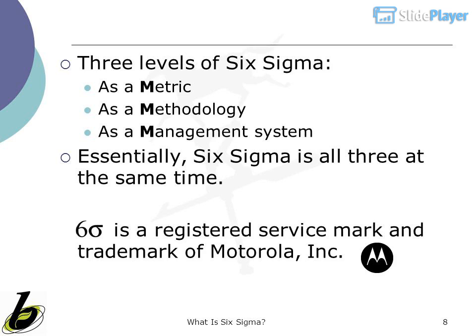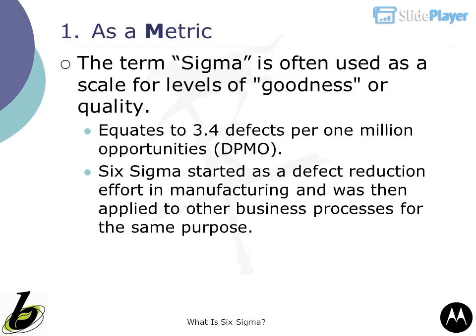What is Six Sigma? As a metric. The term sigma is often used as a scale for levels of goodness or quality. Six Sigma equates to 3.4 defects per 1 million opportunities, DPMO. Six Sigma started as a defect reduction effort in manufacturing and was then applied to other business processes for the same purpose.